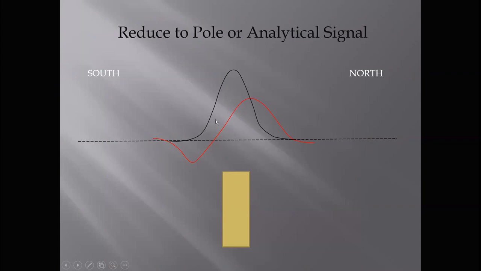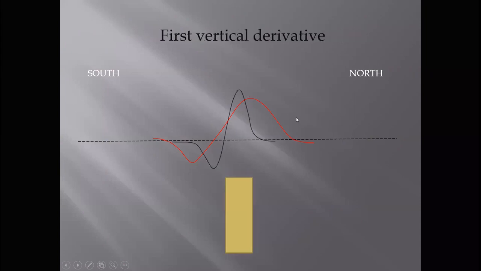But what happens when we reduce to the pole or the analytical signal, it removes this dipole, gets rid of the low, and the black curve now shows you a nice high, only a high directly over the body. That applies to both reduction to the pole and analytical signal. In section, when we do a vertical derivative of the TMI, it just sharpens it up, moves the low closer and the high more in keeping with the size of the body.